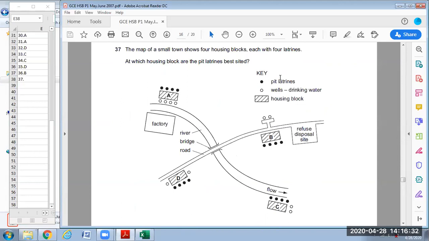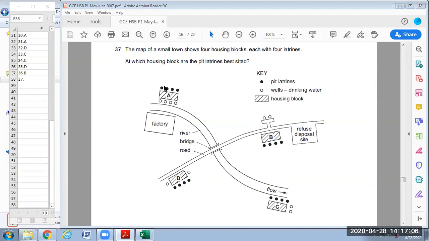Okay, so let's look at the key. We have the black dots as the pit latrines. We have the well. We have the house. So let's see. We have 2 wells here. This well is far away from the latrine, which is good. Refuse disposal site. We have to study this well. Factory is close by here.